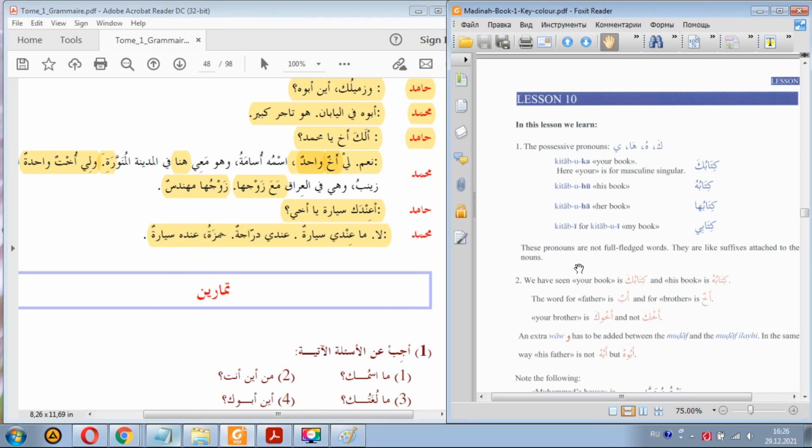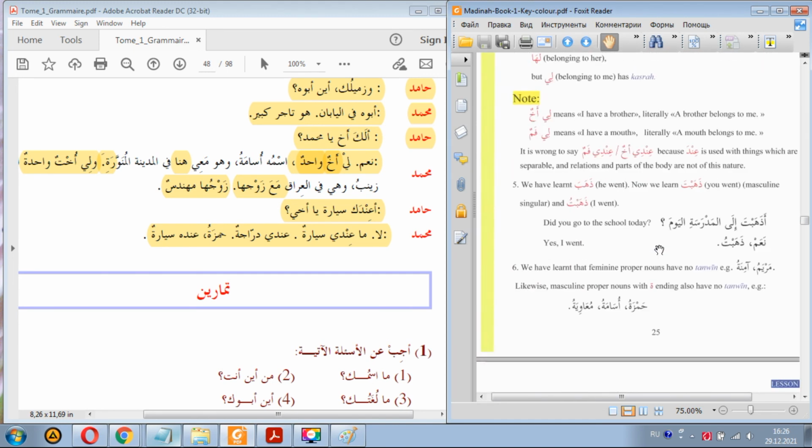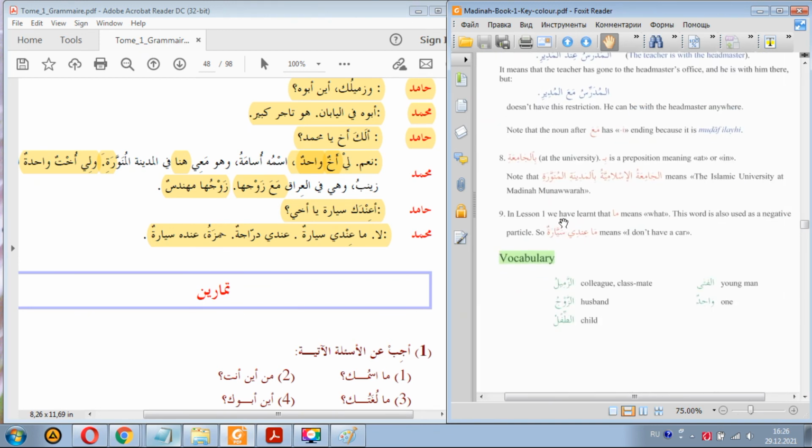Well, in the last sentence we have the last rule. It's about ma. In lesson number 1 we have learned that ma means what. This word is also used as a negative particle. ما عندي means I don't have. ما عندي سيارة, I don't have a car. عندي دراجة, I have a bike, a bicycle. حمزة عنده سيارة. Hamza, he has a car. That's what Muhammad replied with.